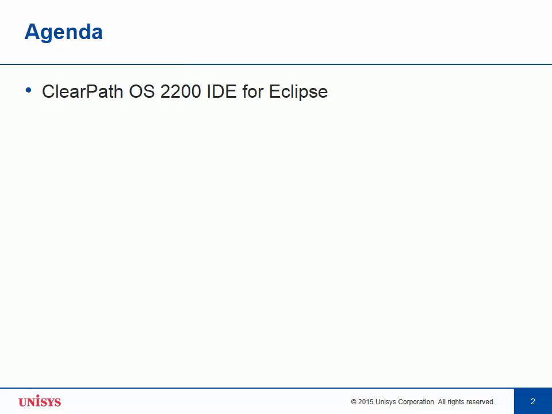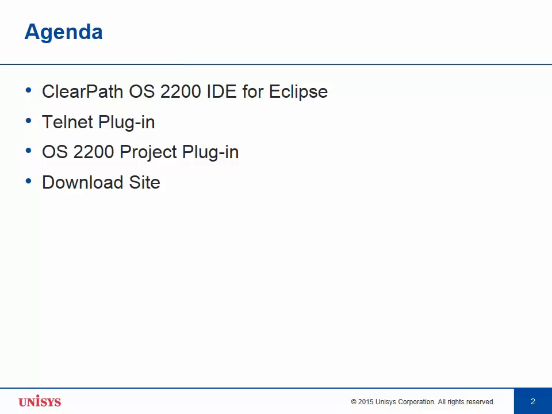Let's see the agenda. First thing is, what is ClearPath OS 2200 IDE for Eclipse? The Telnet plugin, OS 2200 project plugin, the download site.